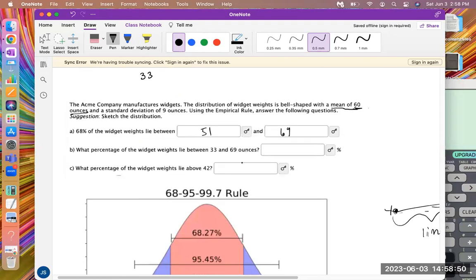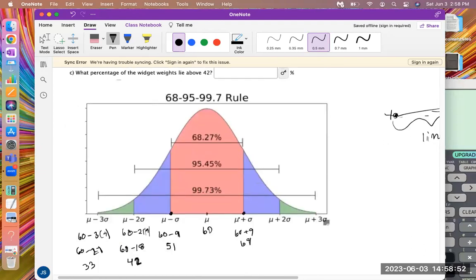And 69 ounces, so 69 is 1 standard deviation above the mean. So they want to know what percent is in between here and here, because that's where 33 is and 69 is there. Well, the empirical rule doesn't tell us exactly the amount between here and here, but we have to use some deductive logic. So we know that this is symmetric about the center.